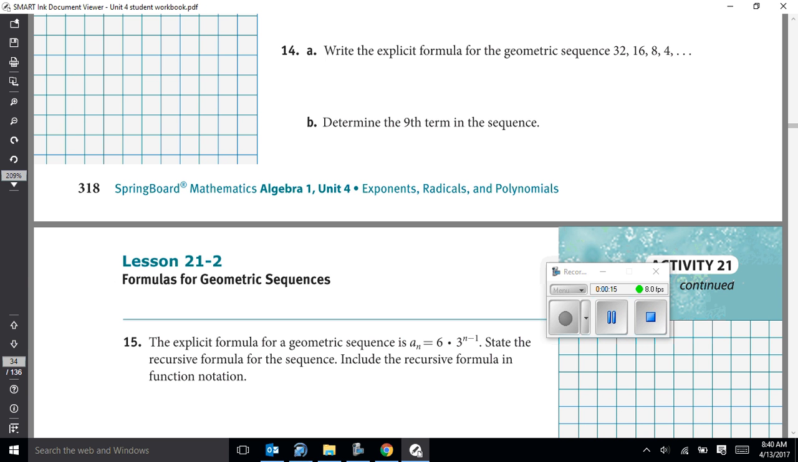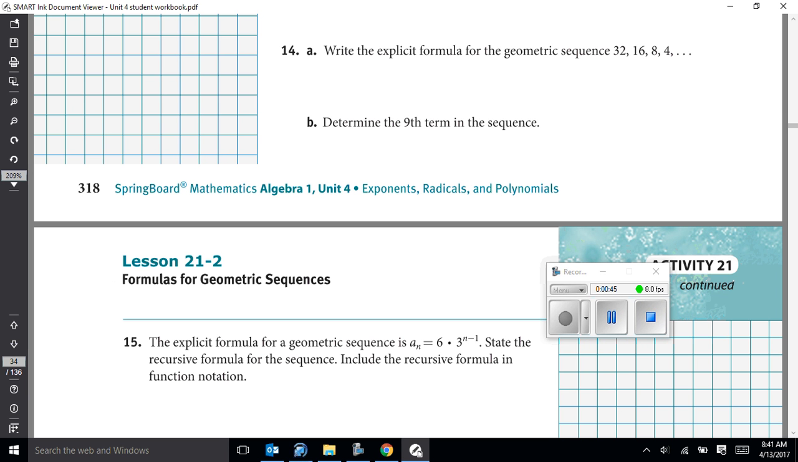All right, so what we talked about yesterday was geometric sequences. Geometric sequences are a series of numbers that have a pattern. They're like an arithmetic sequence, but in an arithmetic sequence, you're adding either a positive or negative number to each term. In a geometric sequence, you're multiplying by either a whole number or a fraction each term.